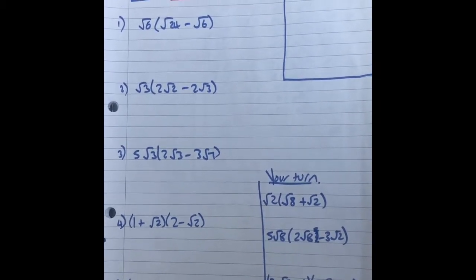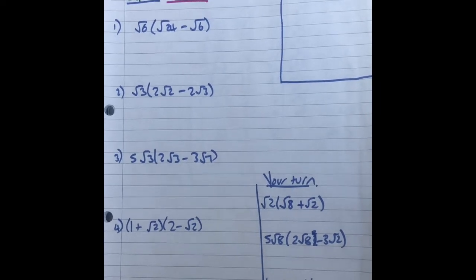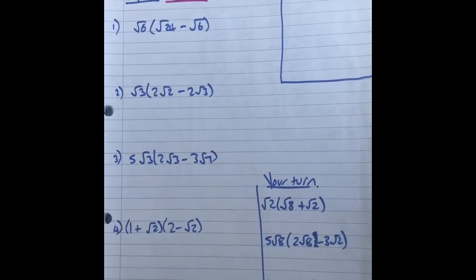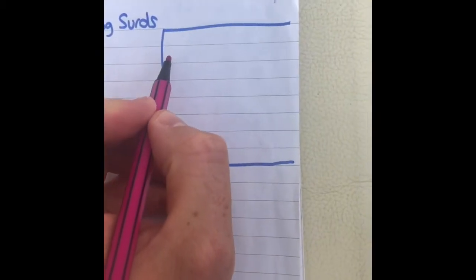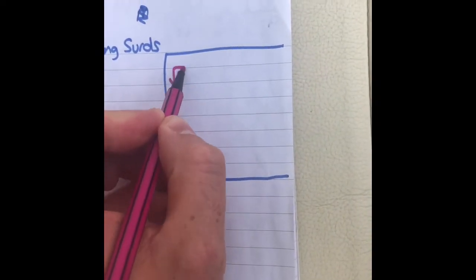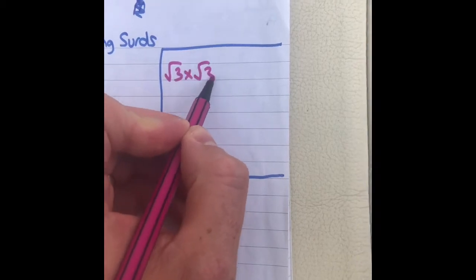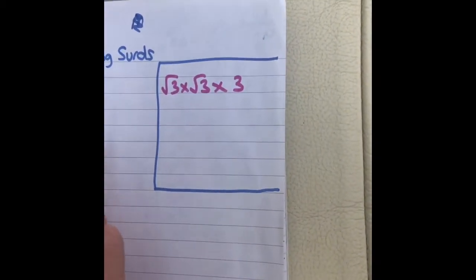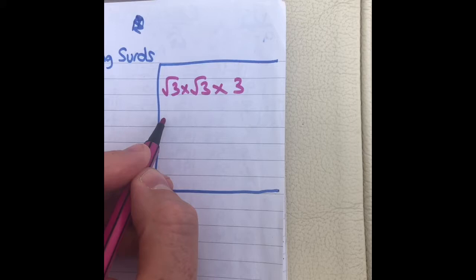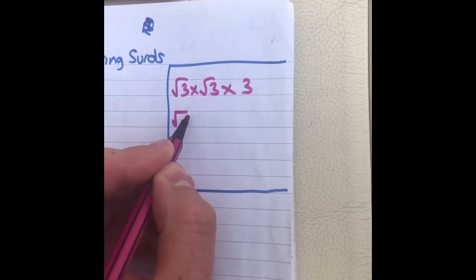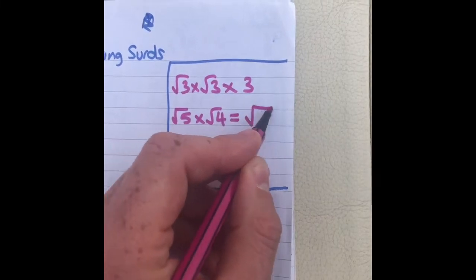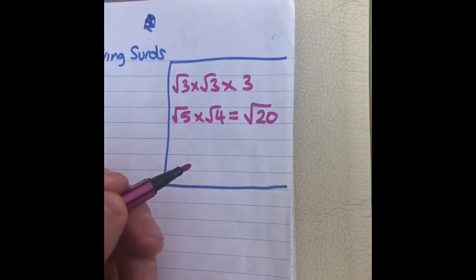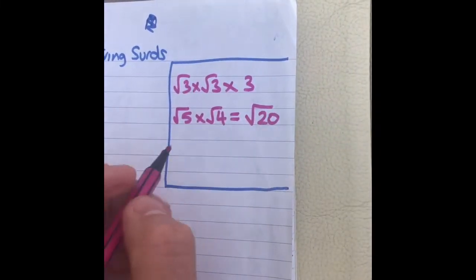That's the first part. The second part is to remember the rules for using surds. So let's just quickly recap those. So we said if we've got two surds that are the same, you times them together, you get the number underneath the root. We also said that we can take two separate surds and times them together, and it's the same as just having that number underneath the square root.